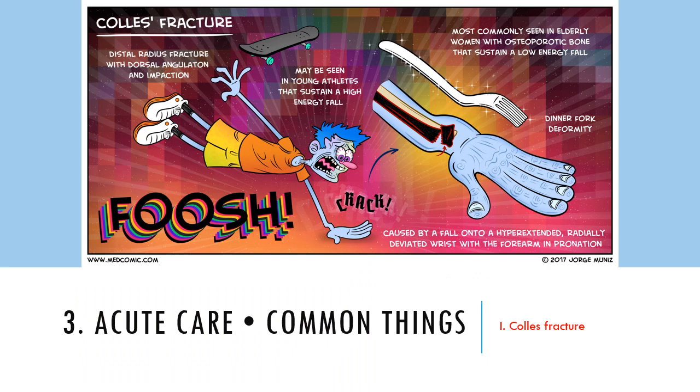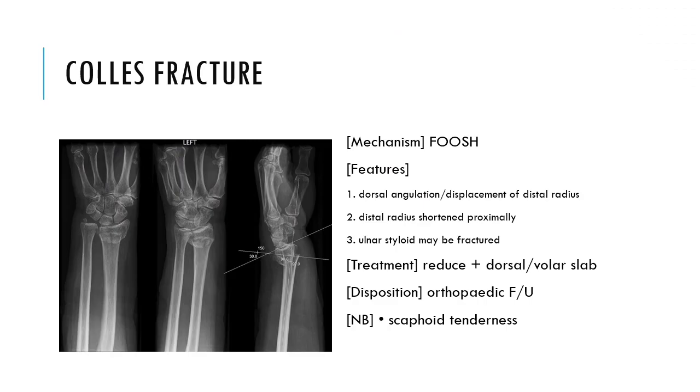Now to lend some substance to this acute care section, we are going to touch upon some high-yield ortho injuries that you'll see time and time again. First, the classic FOOSH mechanism, fall on outstretched hand, resulting in the classic Colles fracture. The Colles fracture is basically a fracture of the distal radius with dorsal angulation, displacement, and may be shortened as well. Treatment may include sedation and anesthesia, reduction, and splinting using a dorsal/volar slab and ortho follow-up.